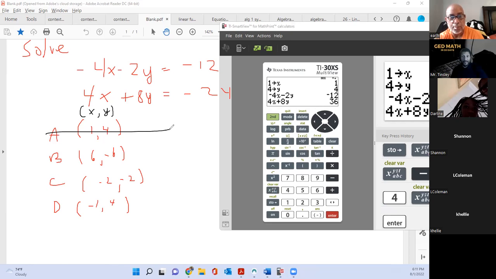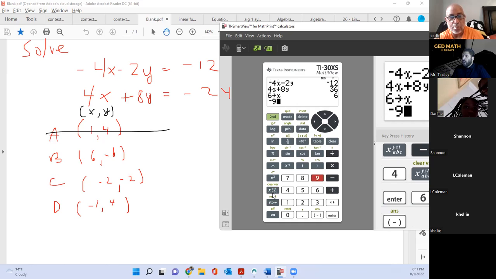Therefore, A is no longer an option. And we repeat that for the remaining multiple choice. So if you know how to store numbers, it should be fairly easy. It's 6 store X and then minus 6 store Y. Oops, minus 6 store Y.